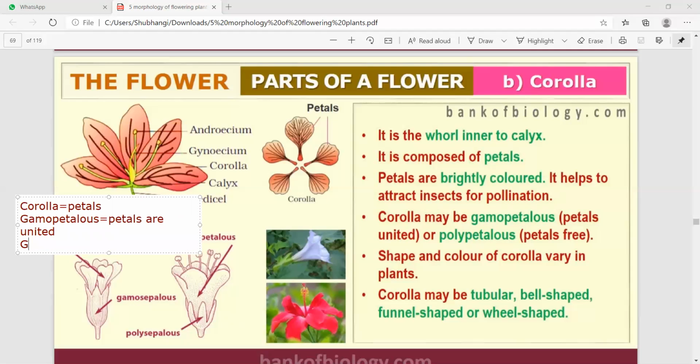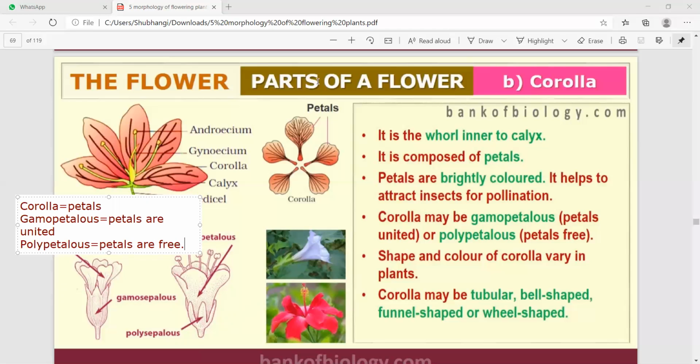And what is the opposite? Polypetalous. Polypetalous will be free, the opposite of united. So your petals are free or they are not united. That is one thing we understood about corolla.